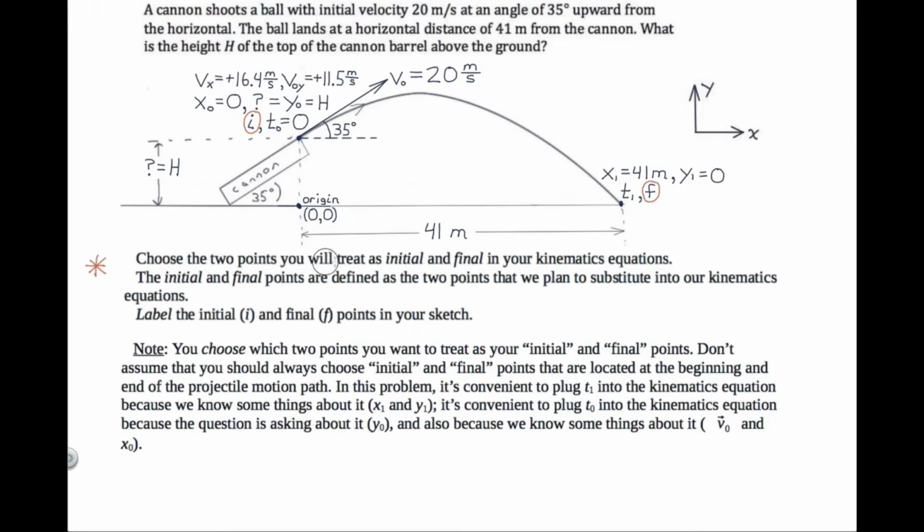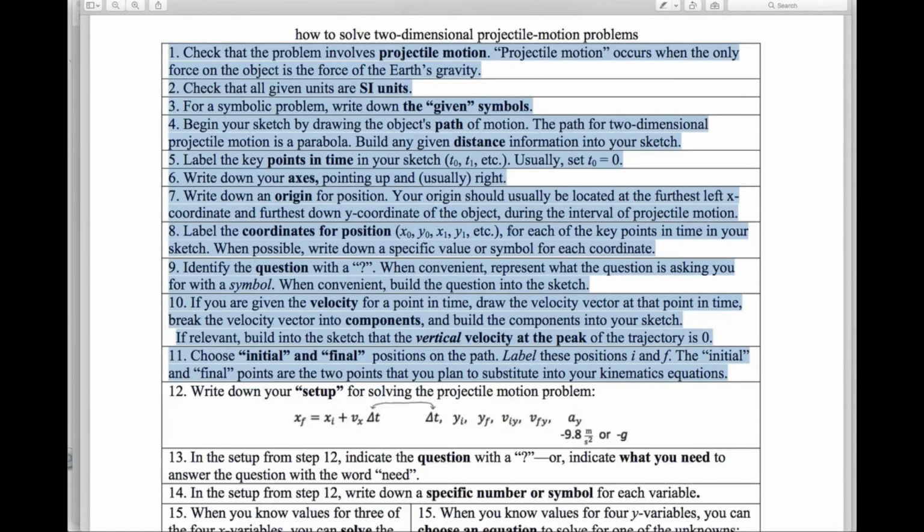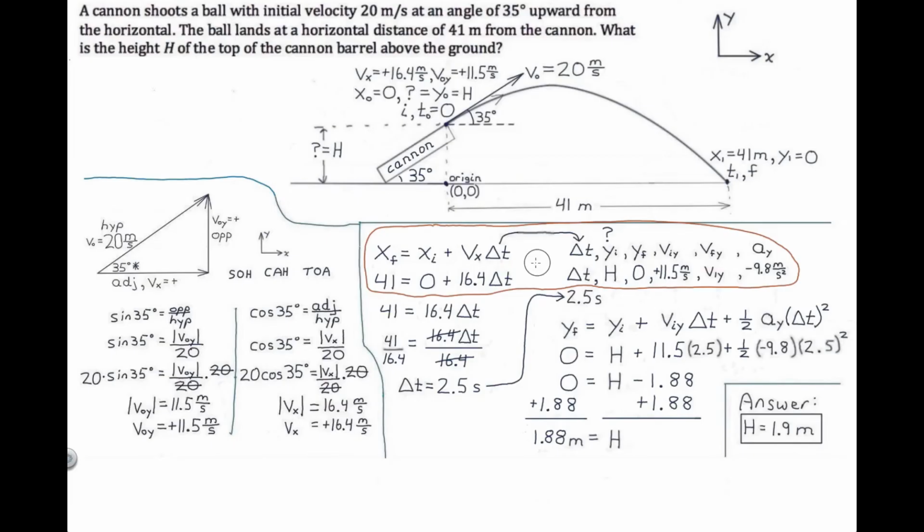Choose the 2 points you will treat as the initial and final points in your kinematics equations. The initial and final points are defined as the 2 points that we plan to substitute into our kinematics equations. For this problem, we plan to substitute t sub 0 and t sub 1 into our kinematics equations. So we need to label those 2 points with an I and an F. Here's a summary of the steps we completed in order to build as much kinematics information as possible into our sketch. Now we write down the projectile motion setup.